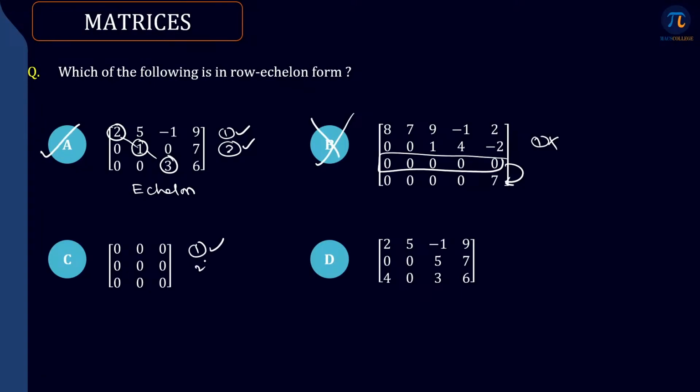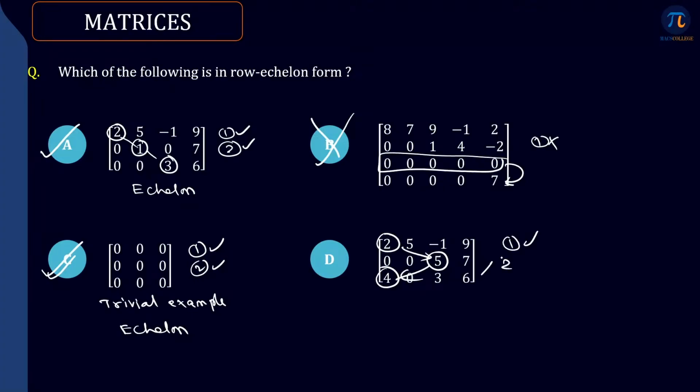Here the first condition is satisfied, and the second condition is a trivial example. We call such examples trivial examples. And it is in echelon form. Now here, this is leading, this is leading, this is leading. Zero row not there, no problem, but the second condition failed. Second condition failed, not in echelon.